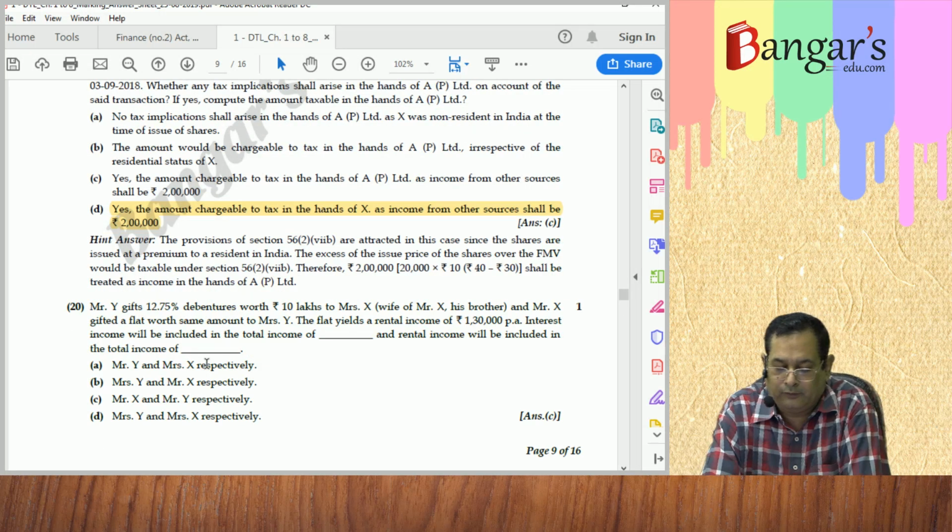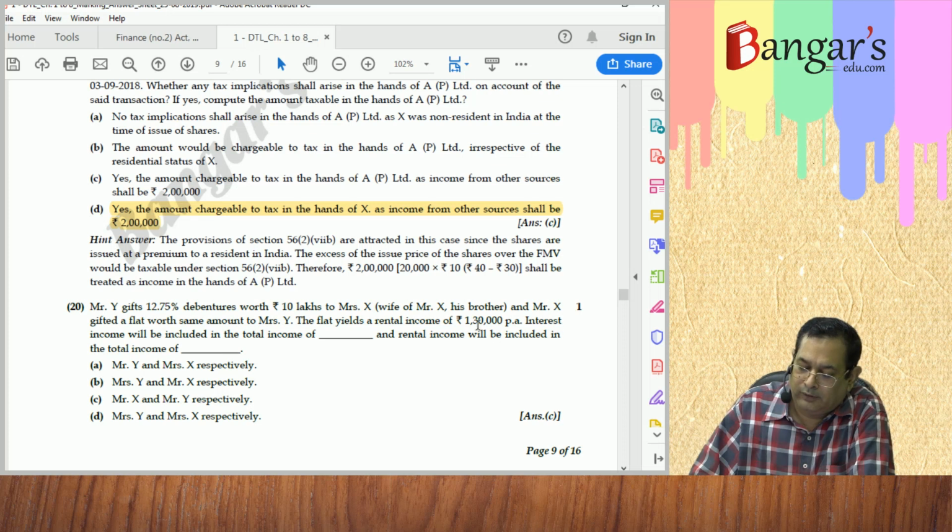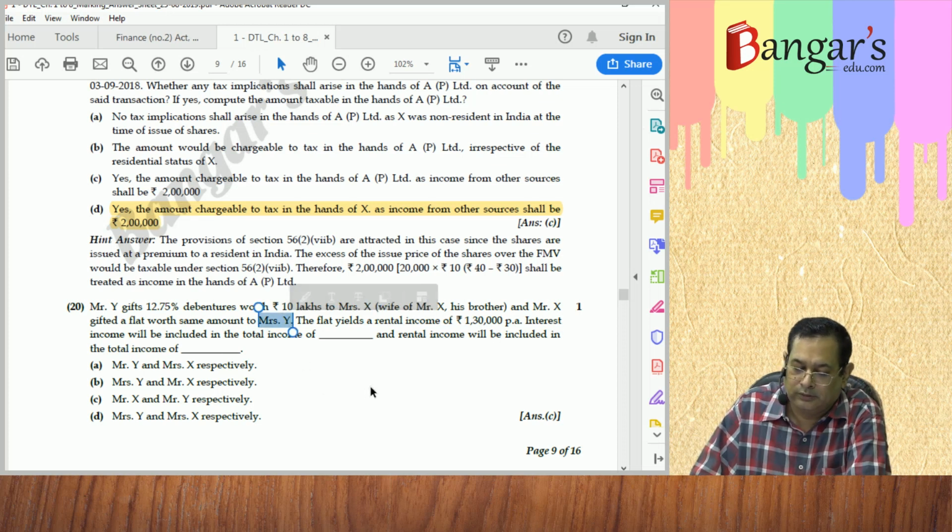Then Mr. Y gives 12.75% debentures worth rupees 10 lakhs to Mrs. X, Y for Mr. X's brother. These are cross transfers, and Mr. X has gifted a flat to Mrs. Y. The rental income is earned by the spouse, that is Mrs. Y. The same will be clubbed in the hands of Mrs. Y. And interest income which is earned by Mrs. X will be clubbed in hands of Mr.